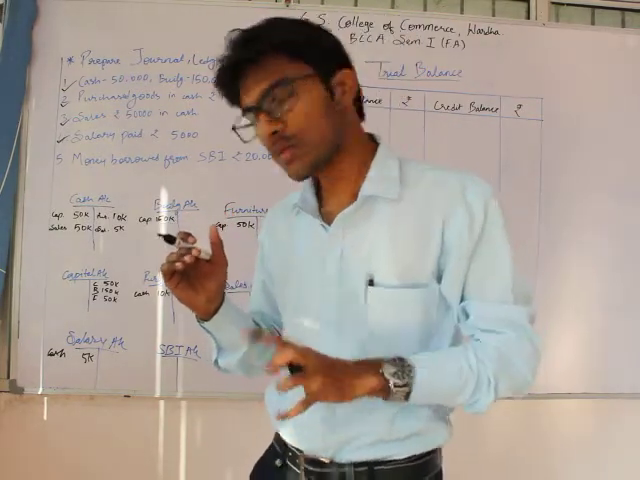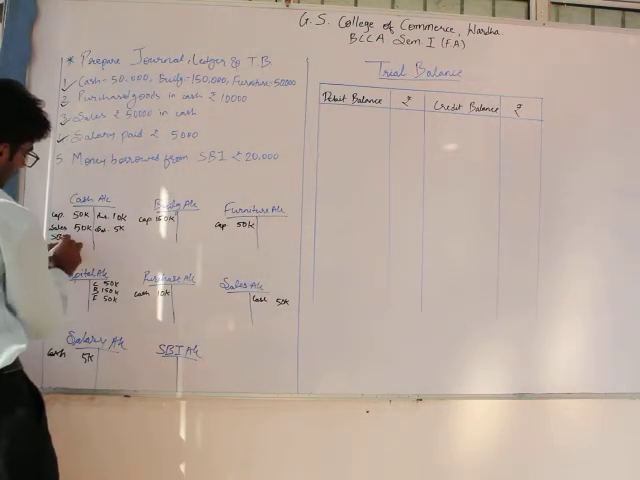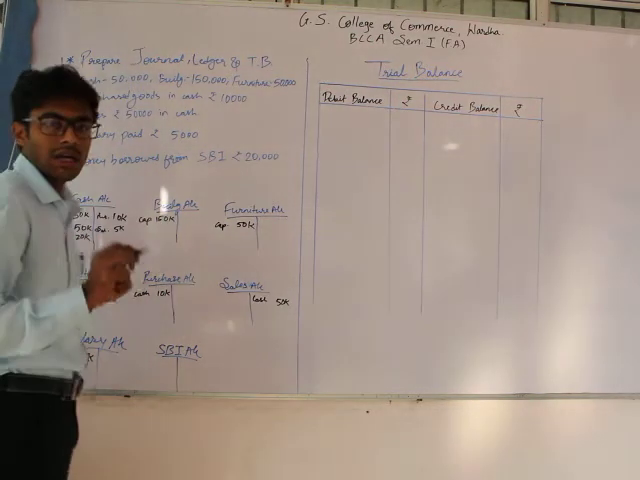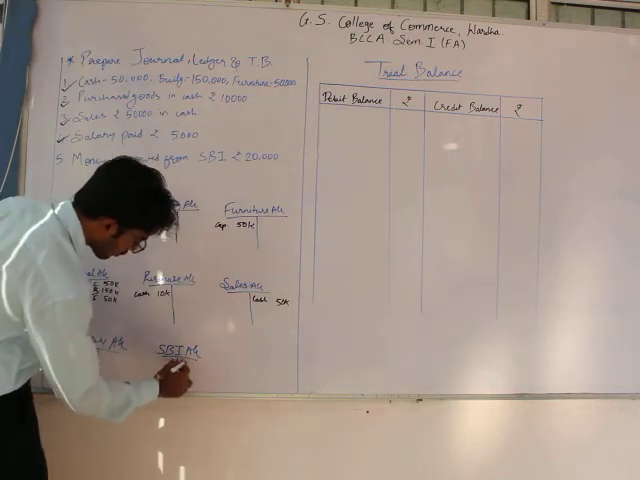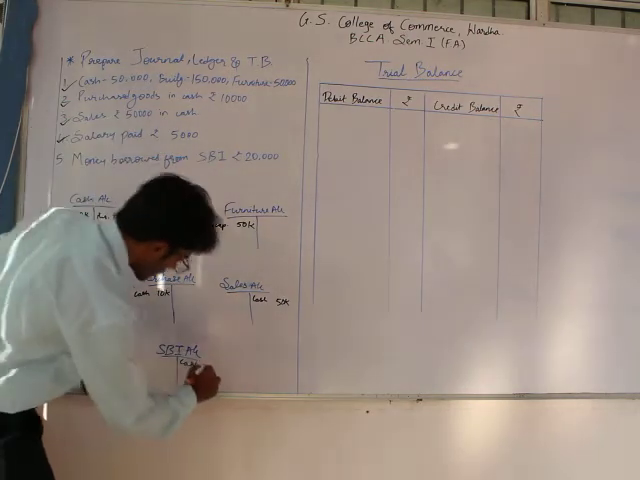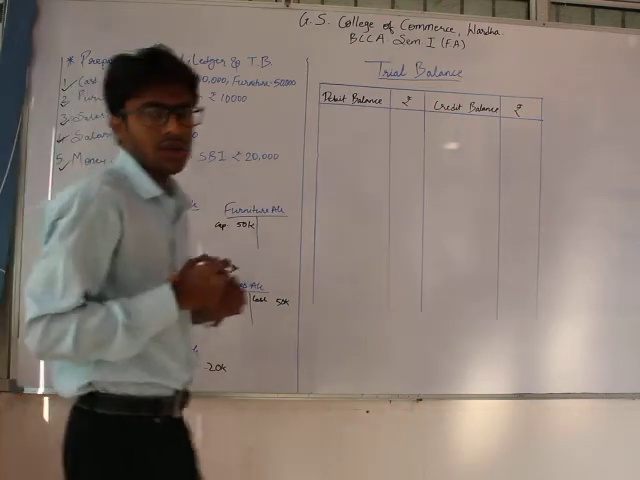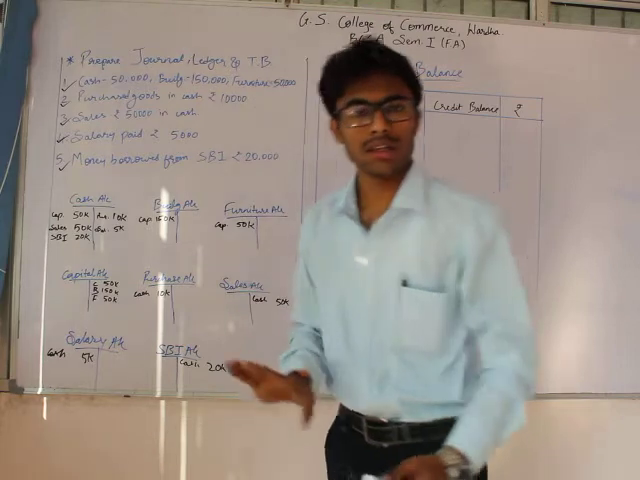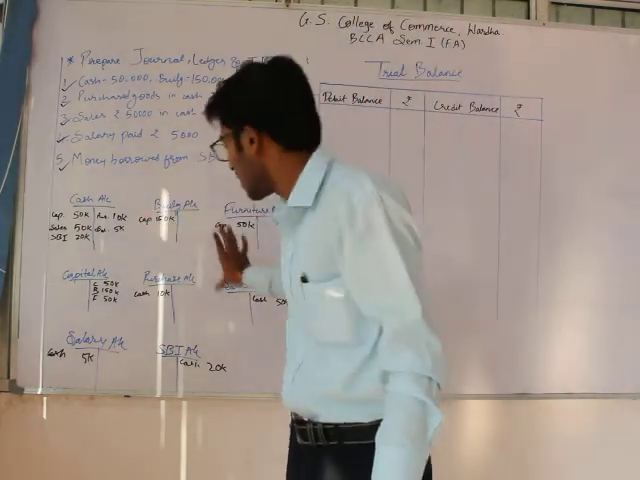So what journal entry have we passed? Cash account debited to SBI. So in the debit side of cash I am going to write SBI rupees 20,000, and SBI is credited, that's why in the credit side of SBI I am going to write cash rupees 20,000. Done. This is how we can post different types of journal entries in the ledger.